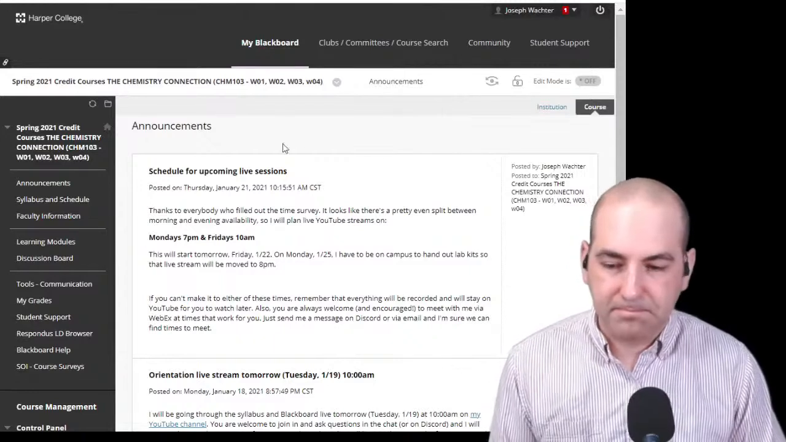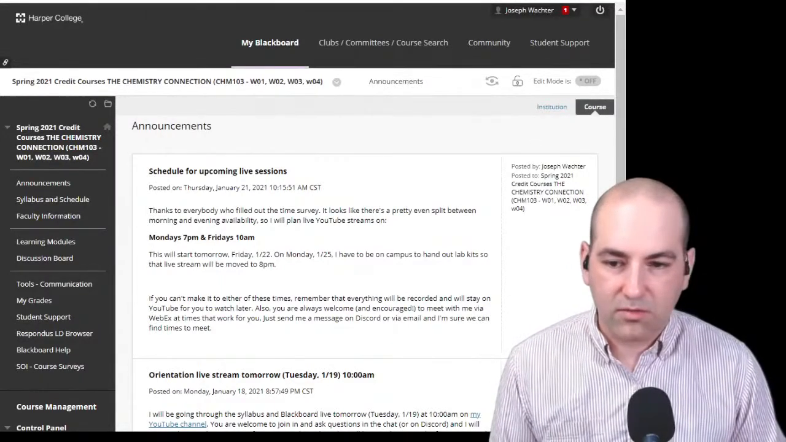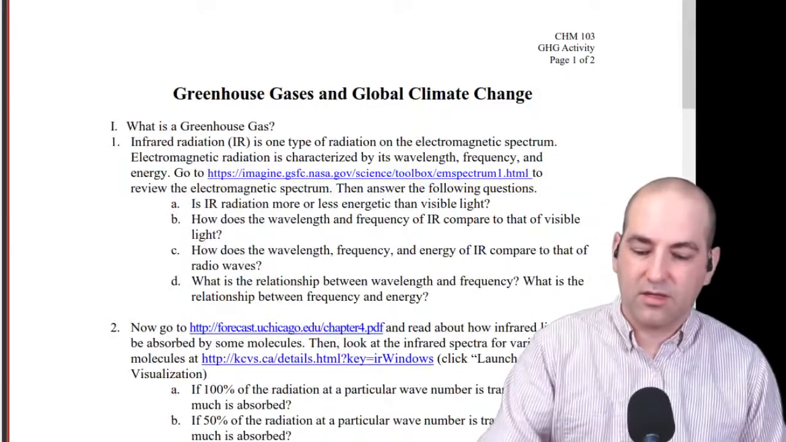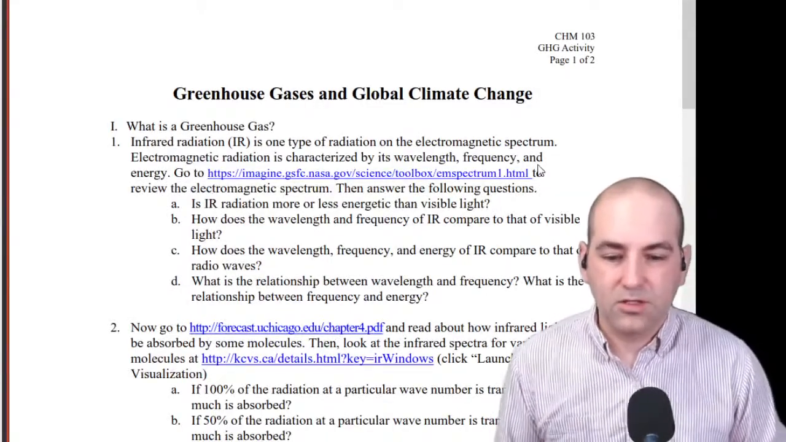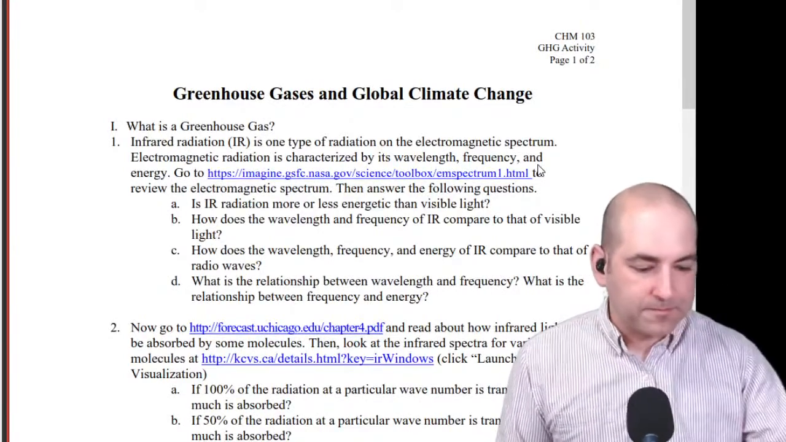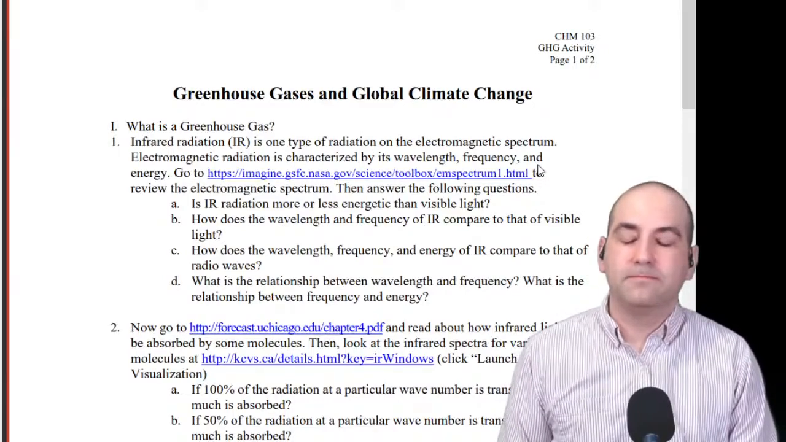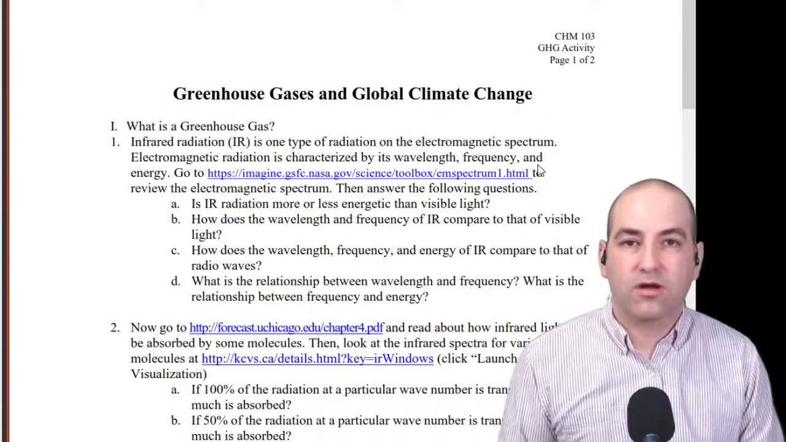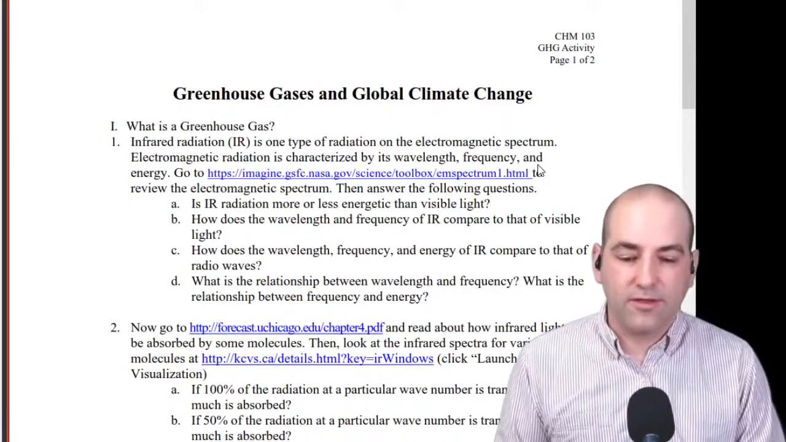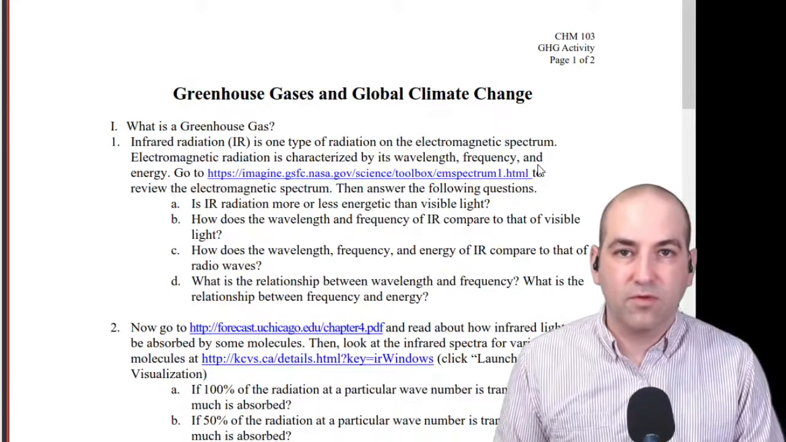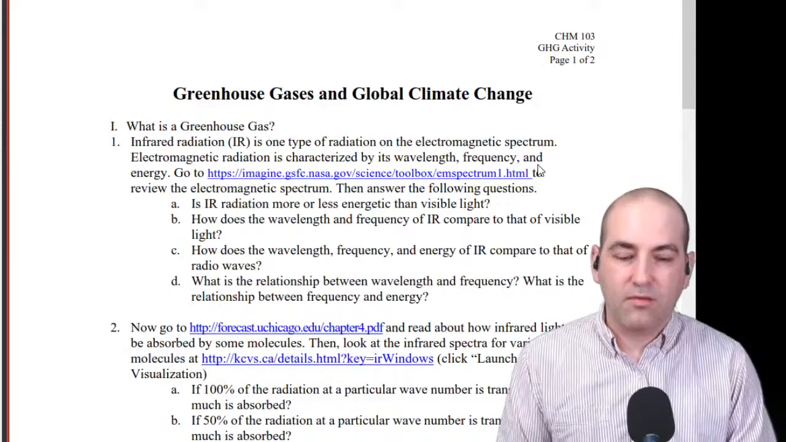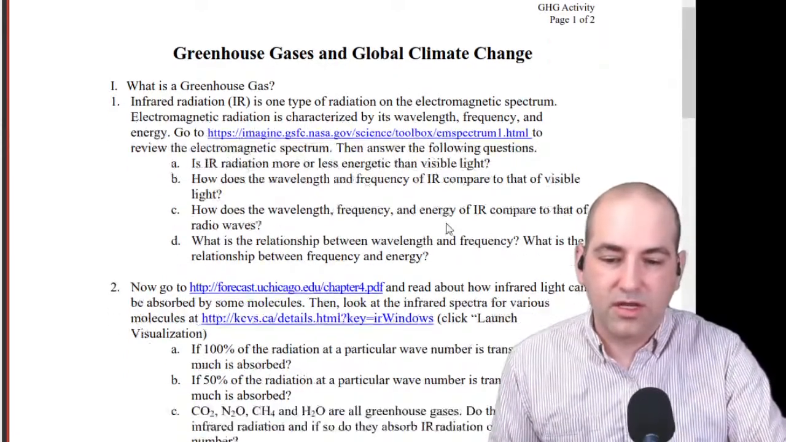All right, so let me switch my thing here and we'll take a look at that greenhouse gases activity and some of the stuff that is going on there. So we're going to look specifically at the chemistry of greenhouse gases and why they're called that, what that name comes from, how that works. It has to do with the electromagnetic spectrum, with infrared light. So we're going to define those things and talk about what those are. And as before, you kind of work through this thing.